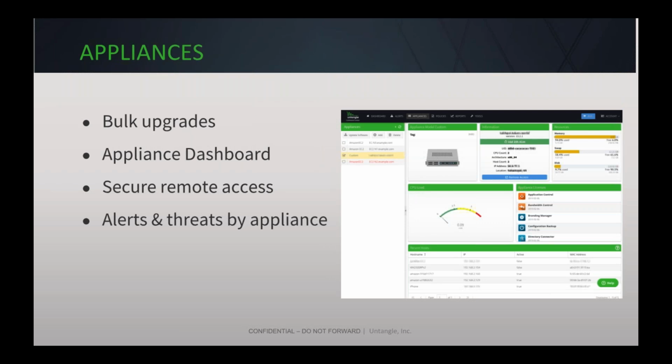There's also an appliance tab in Command Center, and from this tab, you can see all of the appliances that you have, both online and offline. You can do bulk upgrades. There's also an appliance dashboard that provides secure remote access to the appliance. So if the appliance is online, you can easily click a button and be dropped securely into that appliance.